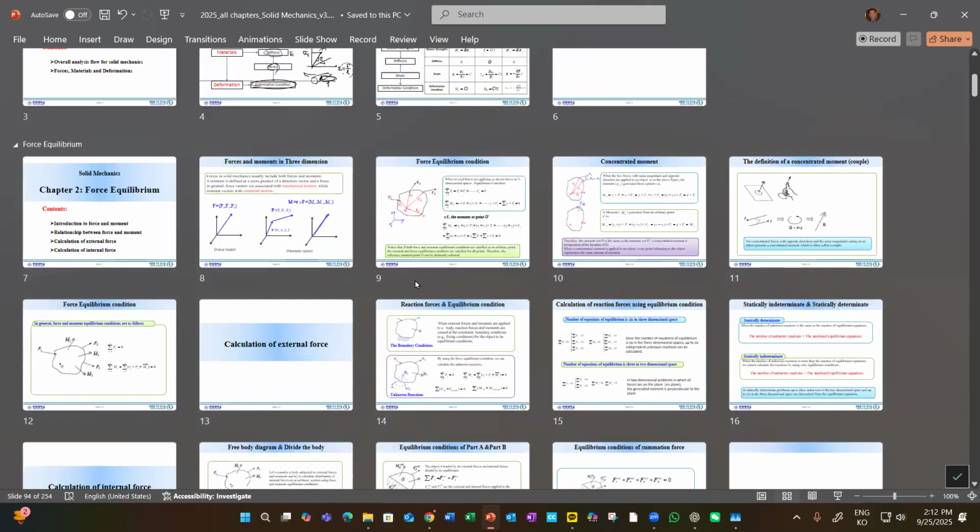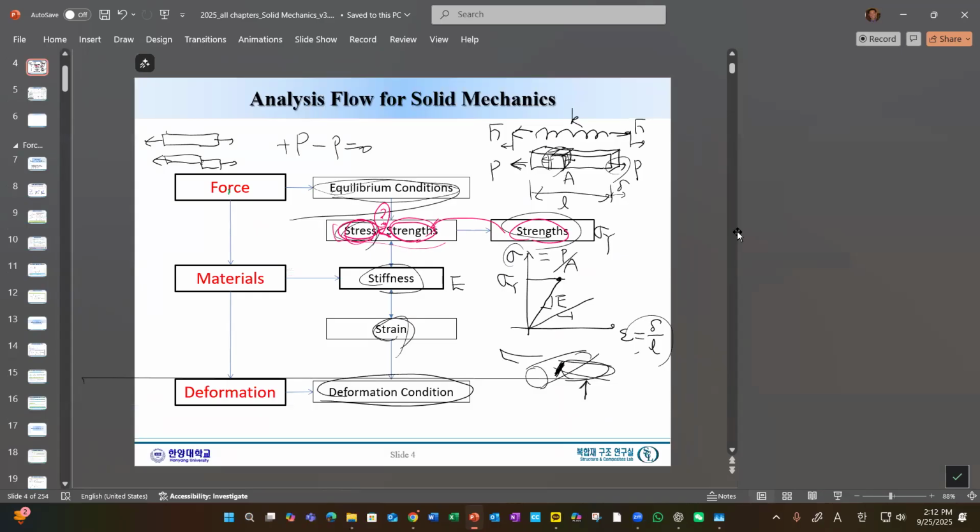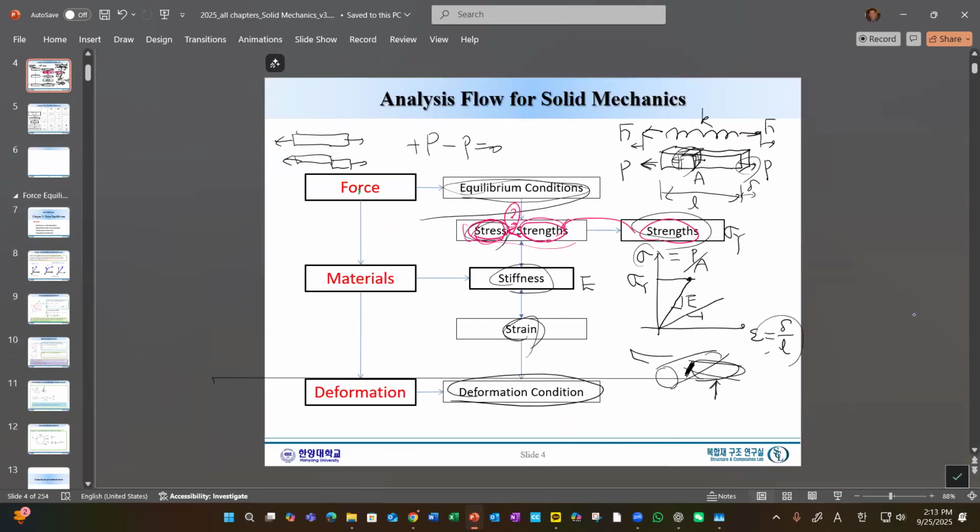I'd like to go back to this one. What we learned is that we had a strength, and the stress must be less than the strength. This is a failure criterion. When we design, let's say this is a force, the material has a Young's modulus and a certain deformation, and the force is applied to a body with cross section A, then the stress is sigma, and the strength is the yield, and the stress must be less than it.